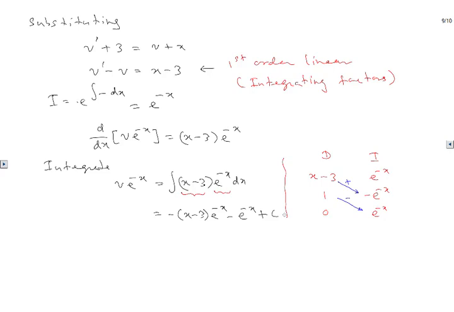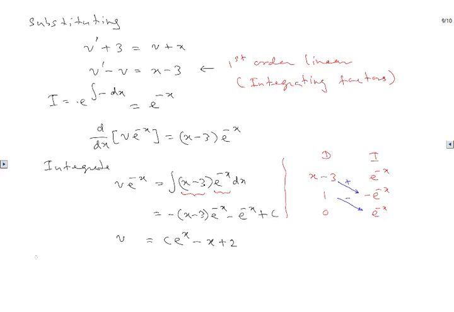So what to do next? I'm going to multiply both sides by e to the x. If you multiply both sides by e to the x, you're going to get v equal. e to the x and e to the negative x get cancelled, so you're going to get c e to the x, and then you're going to get negative x plus 2. That's what you get.